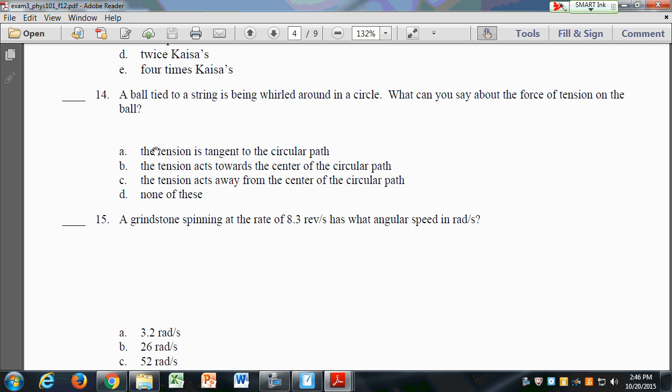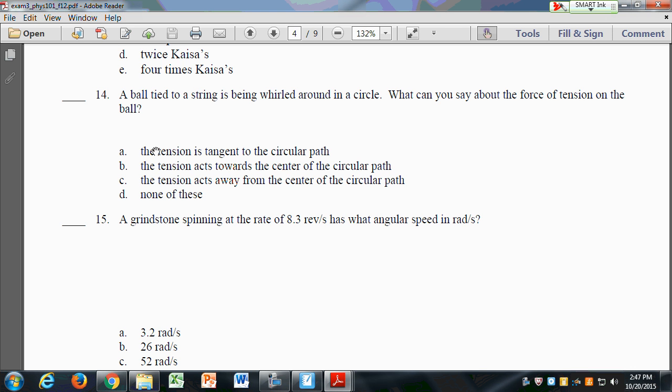Is the centripetal force ever tangent to the circle? It's always towards the center, right? It's always towards the center. Is this true? B? Yeah, that B is right. Let's look at these. It acts away from the center. No, that's not it. So the answer here will be B.